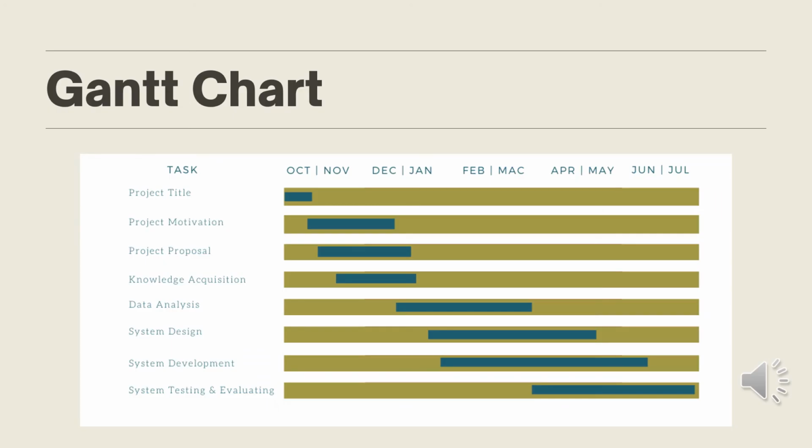Next is the Gantt chart. So, starting with the project title, it was started in early October. Next, the project motivation and project proposal ran from October until early December. Knowledge acquisition was started in November until January. Data analysis was from December until early April.